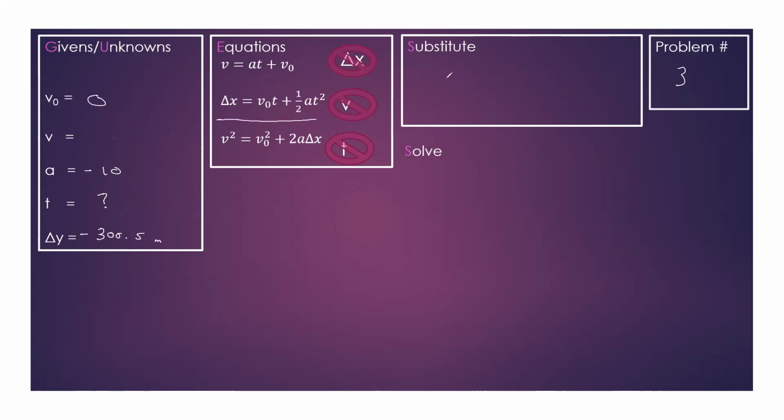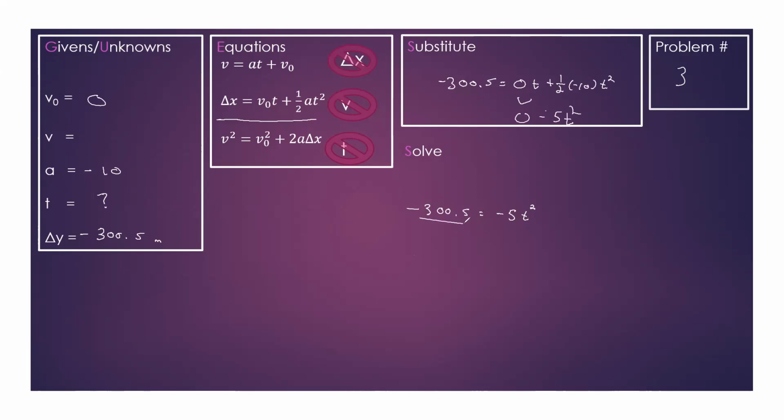So we got delta Y, which is 300.5 equals V naught T plus 1/2 A T squared. So when I go to solve this, I've got negative 300.5 equals negative 5T squared, because 0 times T is 0, and 1/2 times negative 10 is negative 5.